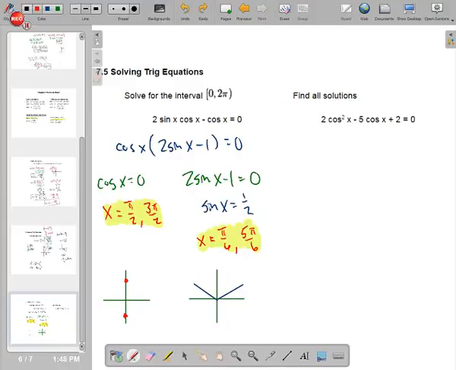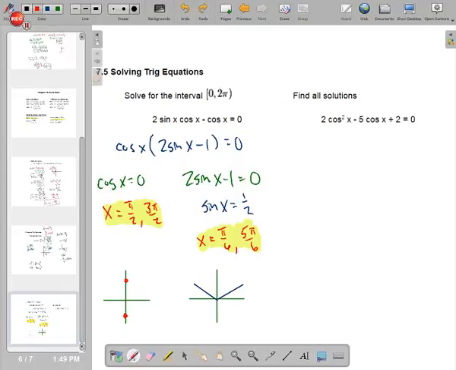And when it says solve for the interval from 0 to 2 pi, what you just need to be careful of is that all of these answers are between 0 and 2 pi. What I mean is, for this one, you could have said pi over 2 and negative pi over 2, but negative pi over 2 doesn't fit this criteria, so you have to make sure you pick the right coterminal angle, the one that's between 0 and 2 pi. All of these angles are between 0 and 2 pi, so I'm good.